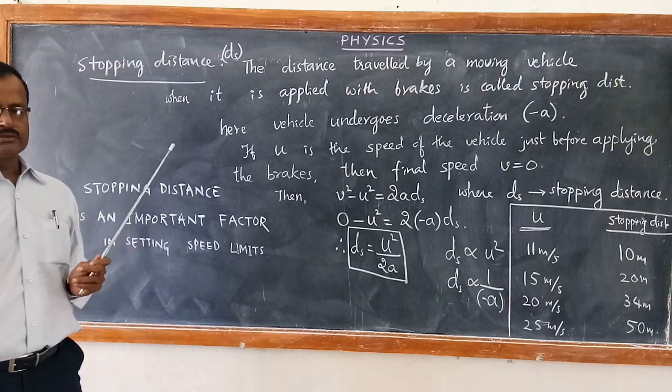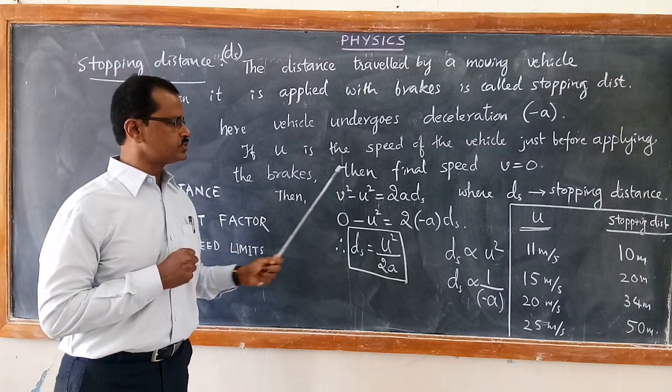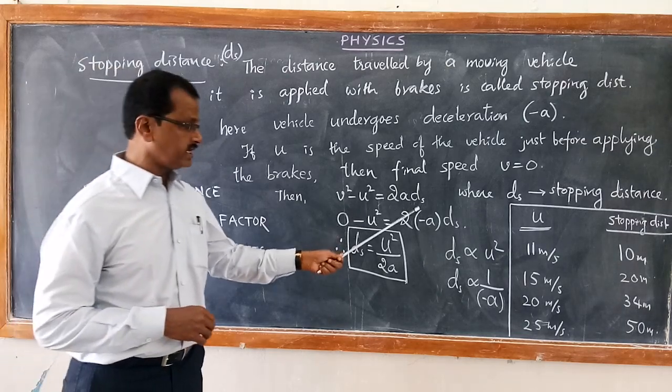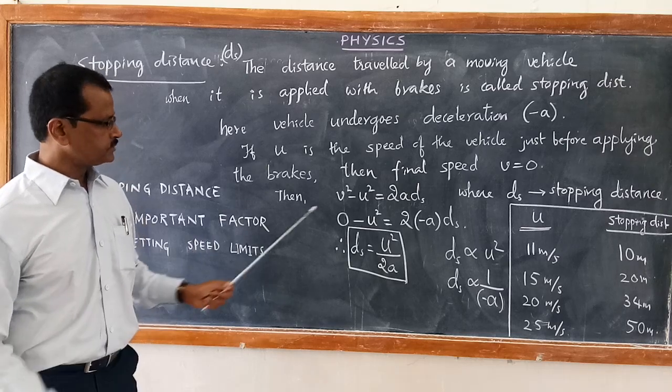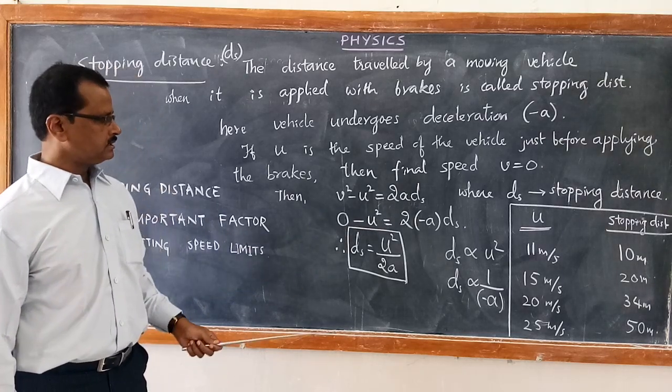So we can use the third equation of motion: v square minus u square is equal to 2as. Instead of s, I am taking ds to show that it is stopping distance. v square minus u square is equal to 2a ds.